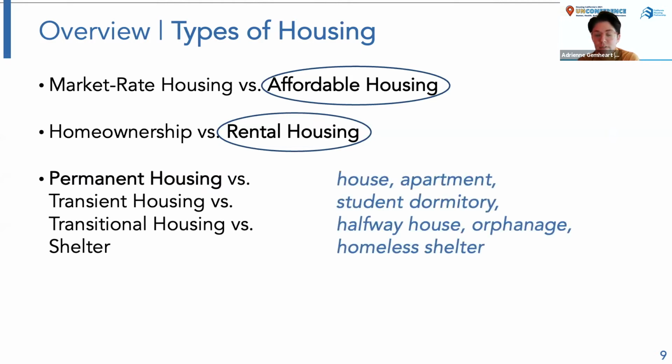And there are different types of affordable housing. There might be short-term affordable housing. We're talking about permanent housing rather than transitional housing or shelter housing.